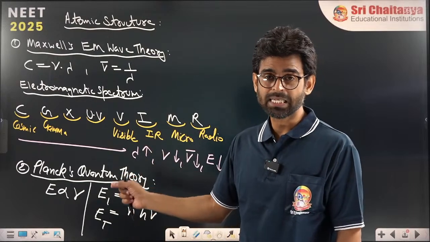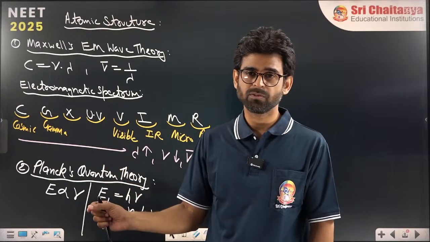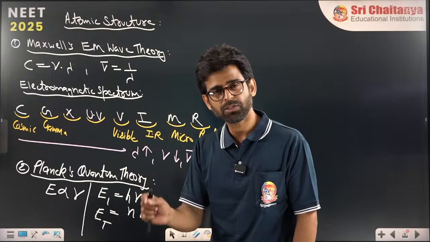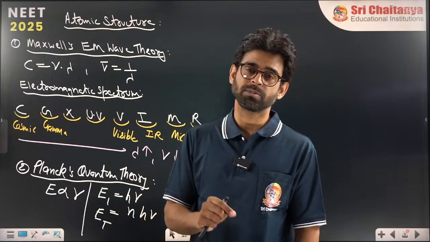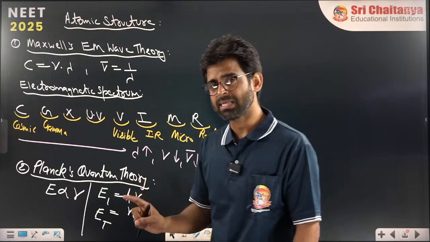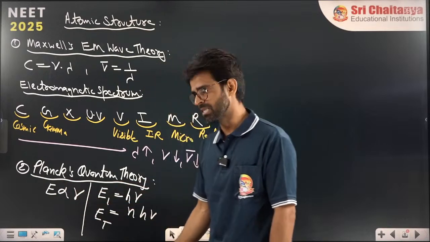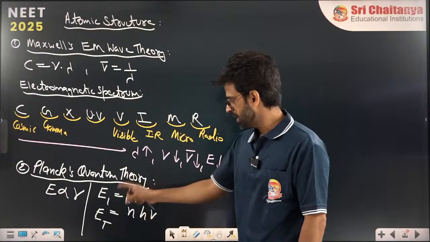I am saying once again, it explained the particle behavior of radiations or light and gave 2 points. Emission or absorption of energy is always discontinuous, and the energy of a photon is proportional to frequency. From that we can write these 2 formulas, right?